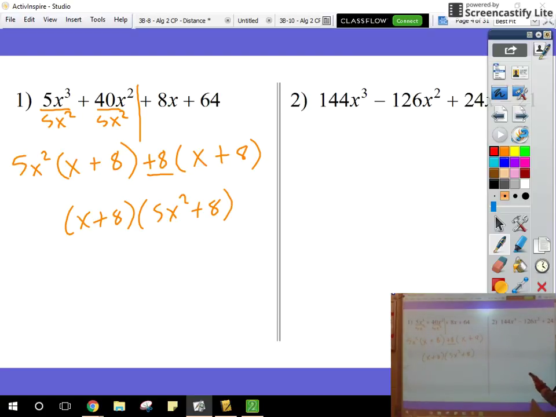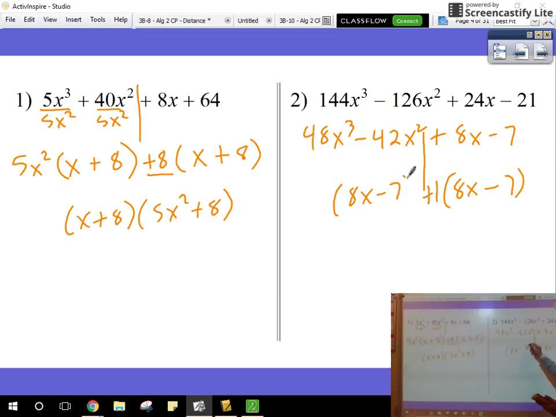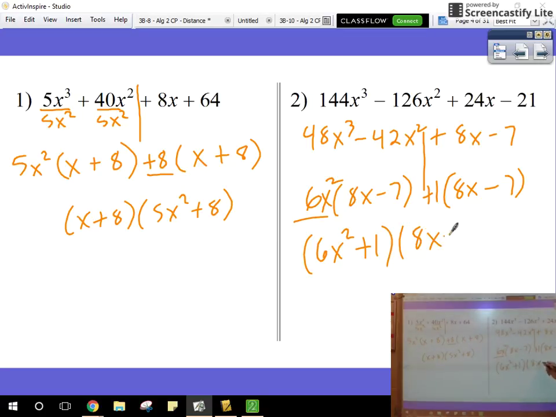144 divided by 3 will give me a 48x cubed. 126 divided by 3 will give me a minus 42x squared. 24 divided by 3 is 8x minus 7. Now I'll make it simpler, right? 48 and 42, or this one here, 8x minus 7, there's nothing common. So I know that there's a plus 1 here, and this is also 8x minus 7. What goes over here? I know for a fact if I put 6 here, 6 times 8 is 48, 6 times 7 is 42, but I need to have the common variable, which is x squared. There you have it. So therefore, the answer is 6x squared plus 1 and 8x minus 7.